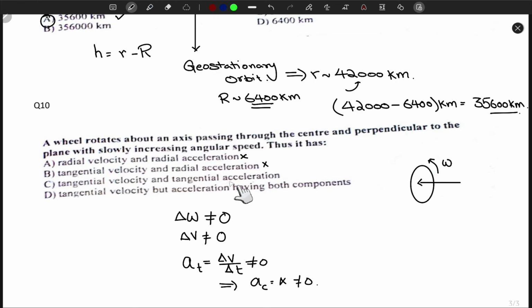Tangential velocity and tangential acceleration. Well, that's also not true for the same reasons, because it's also having angular velocity and angular acceleration. Tangential velocity, but acceleration having both the components. Now that's more like it. So we saw that both these components of the acceleration exist. So the tangential and the angular components also are non-zero. So the correct option would be option D.